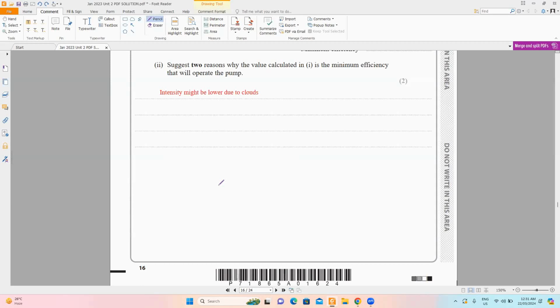Intensity may be lower due to clouds. Okay, this could be another reason. And the other one would be light from the sun may not be incident on the solar cell at 90 degrees or perpendicularly.